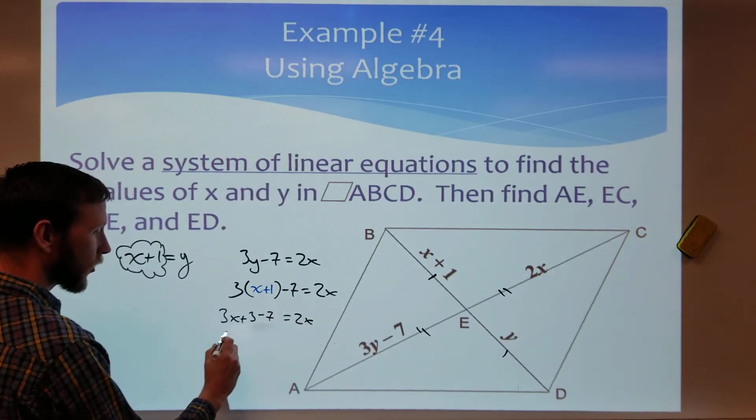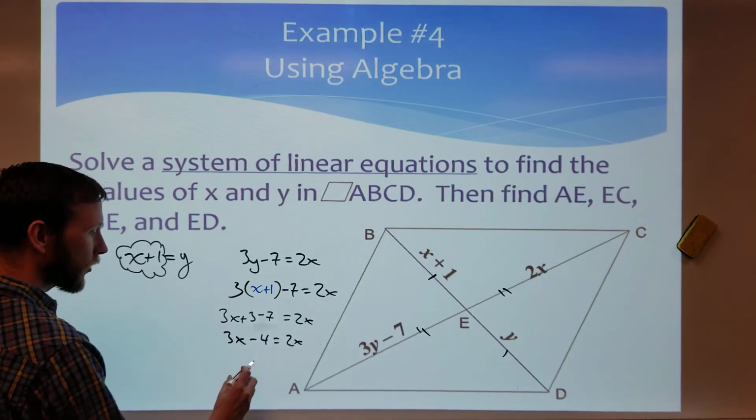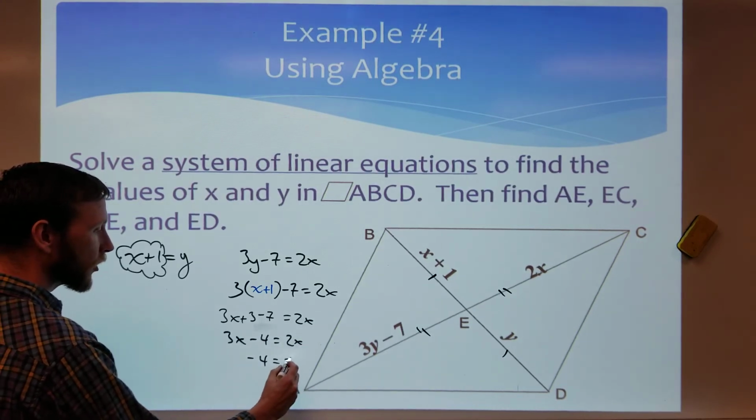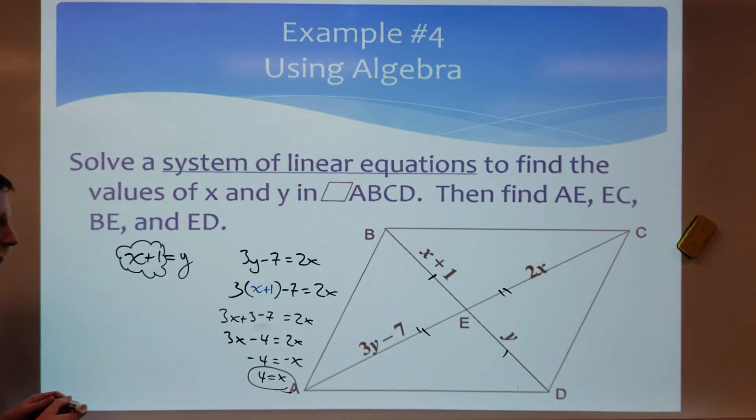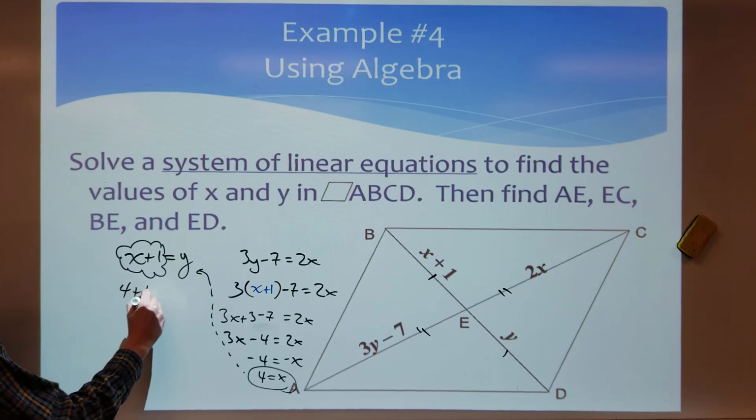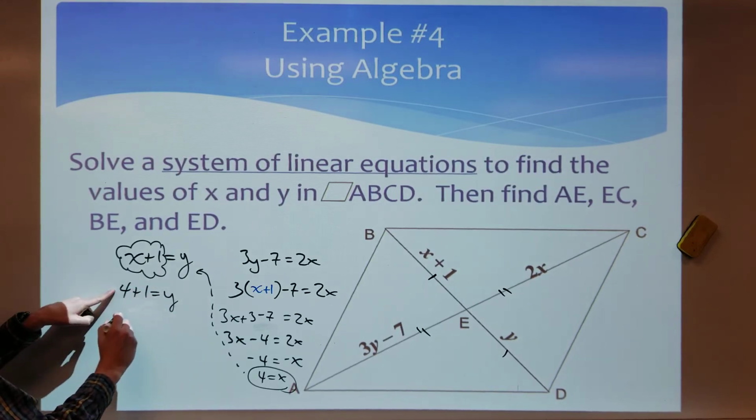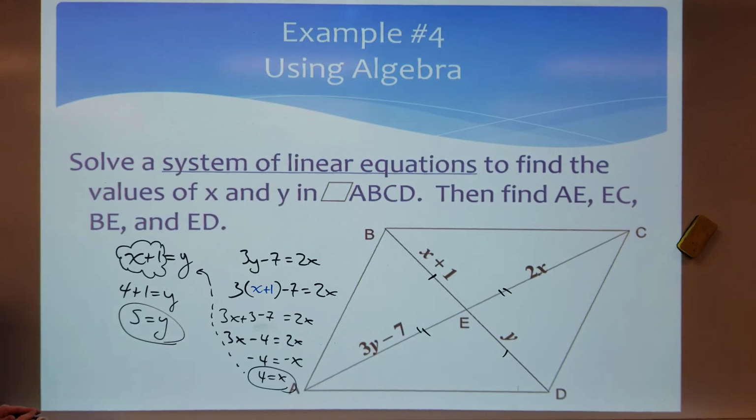All right? Or in this case, 3x minus 4 equals 2x, or the opposite of 4 is equal to the opposite of x, and so x is equal to 4. Once we know what x is, we can use back substitution. Plug it back in, up there. X plus 1 equals y. Oh, that's not x, that's 4, because x equals 4. And so now we know what y equals.